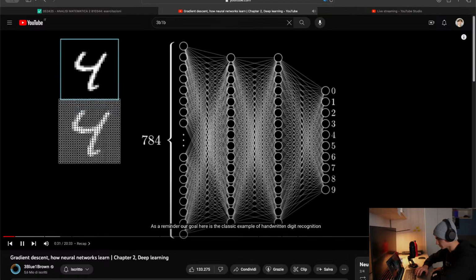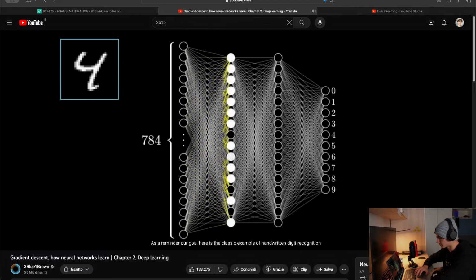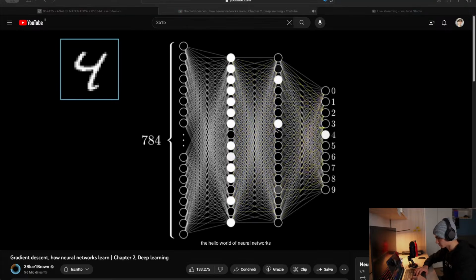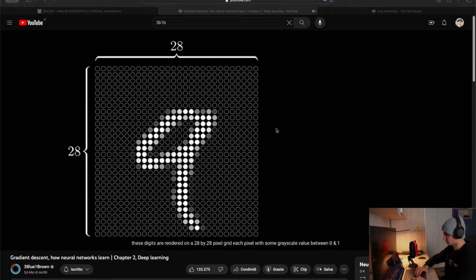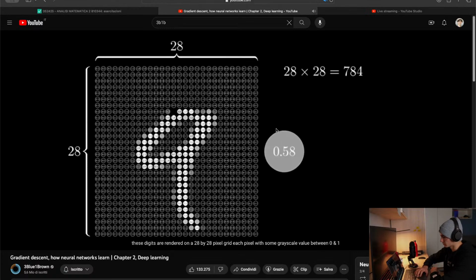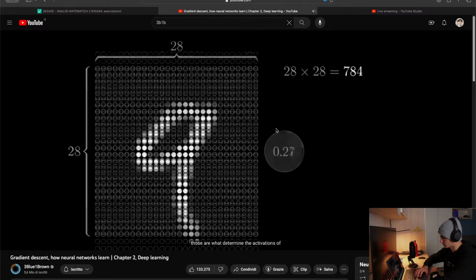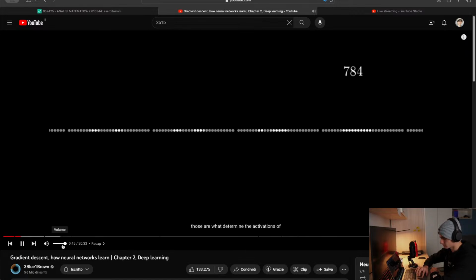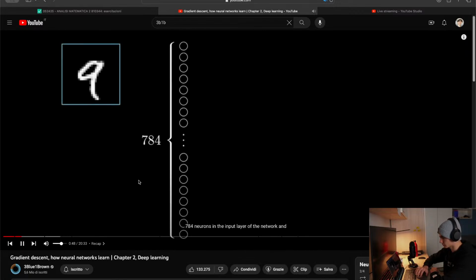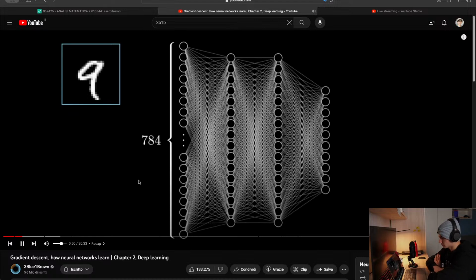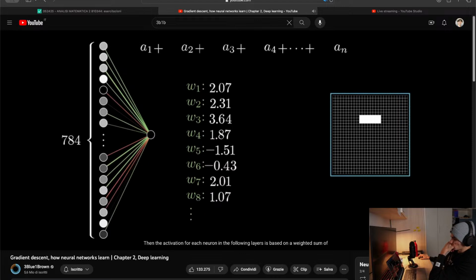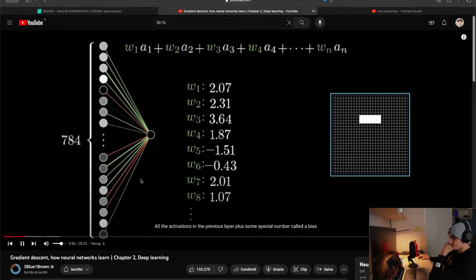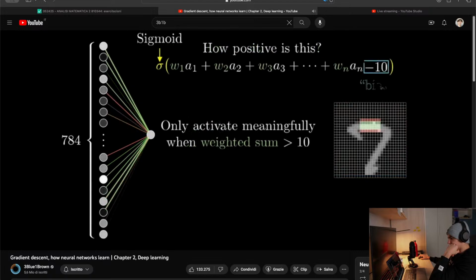Ok. our goal here is the classic example of handwritten digit recognition, the hello world of neural networks. These digits are rendered on a 28 by 28 pixel grid, each pixel with some grayscale value between 0 and 1. Those are what determine the activations of 784 neurons in the input layer of the network. And then the activation for each neuron in the following layers is based on a weighted sum of all the activations in the previous layer plus some special number called a bias.